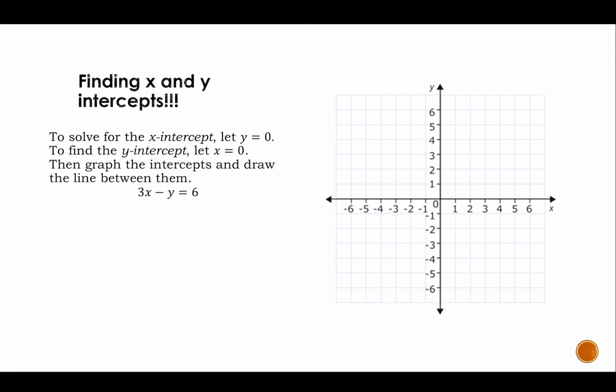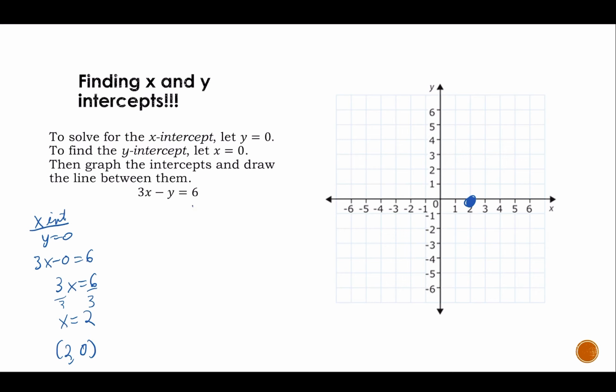For our next example, I have 3x minus y equals 6. We'll start by finding the x-intercept. So y equals 0. That means 3x minus 0 is 6. So 3x is 6. If I divide both sides by 3, that leaves me with x equals 2. So when x is 2, y is 0. So here is our x-intercept.